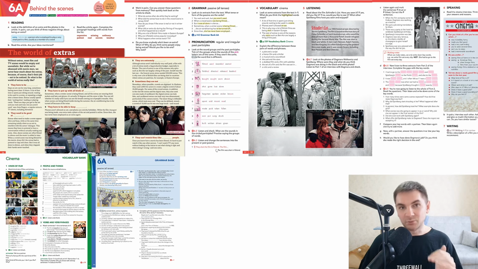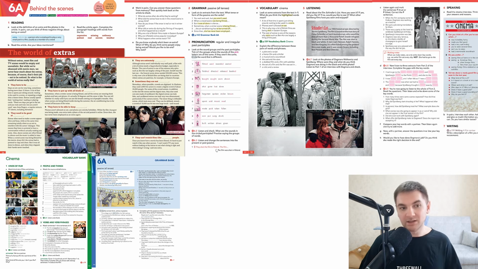First up, reading. We have a reading section, and in this part, we're going to focus on something really important, understanding the main point in a paragraph. You're going to read a real article, and it's all about a specific job in films. Have you ever heard of a film extra? A background actor. That's what we'll be reading about.